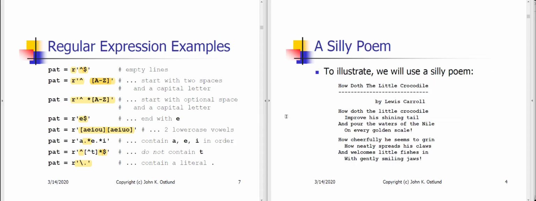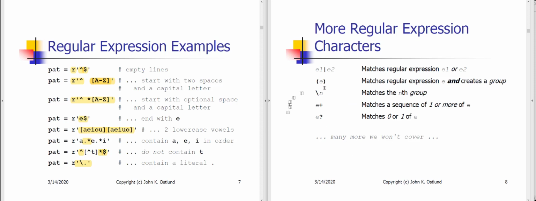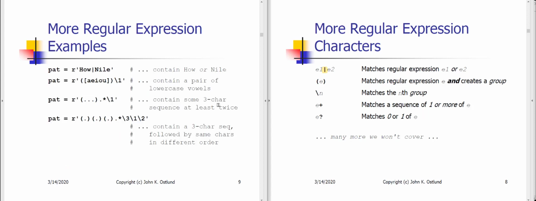Now we're going to take a look at some of these extended regular expression characters here on slide 8. So, vertical bar means to match either the regular expression to the left of the vertical bar or the regular expression to the right of the vertical bar. And let me drop down to an example here on slide 9. With this pattern, we're looking for lines in the poem that contain how with a capital H or that contain Nile with a capital N. So let's give that one a try.